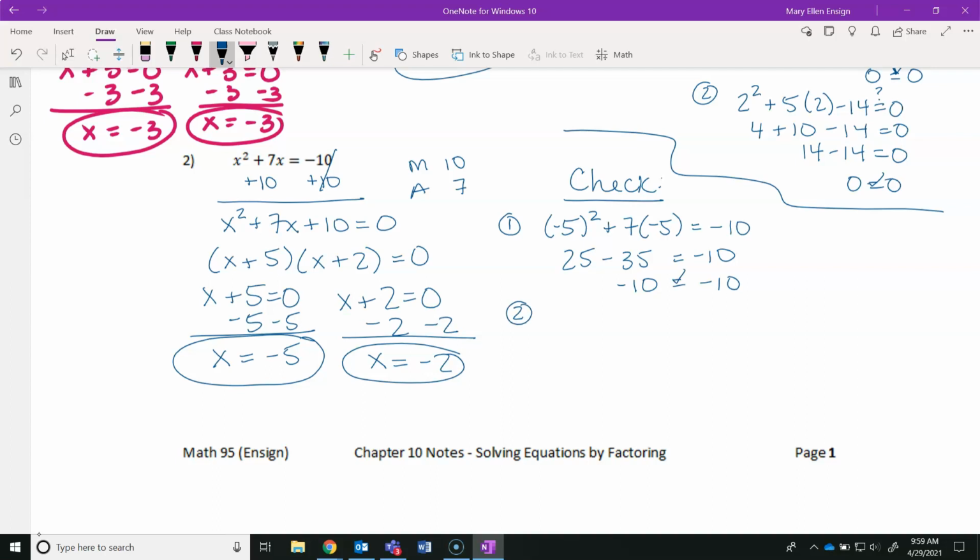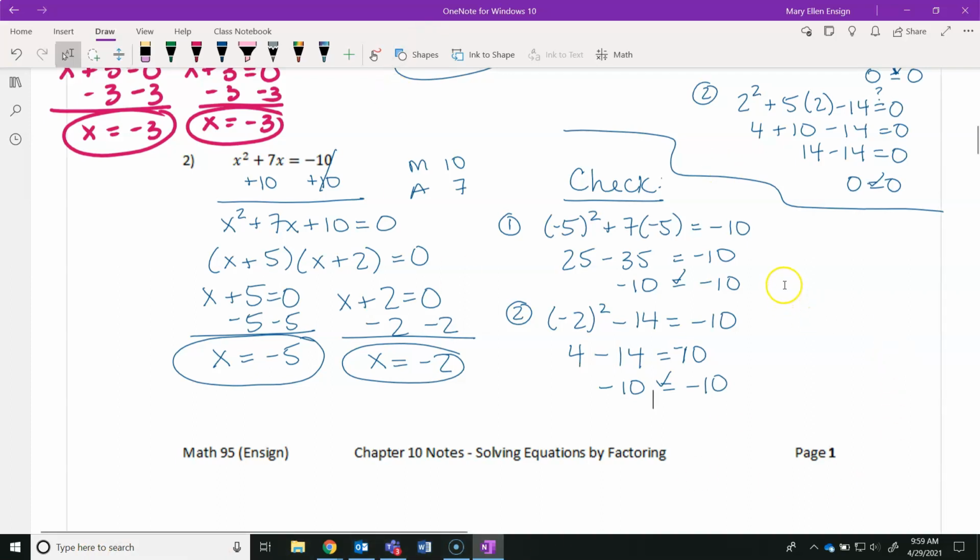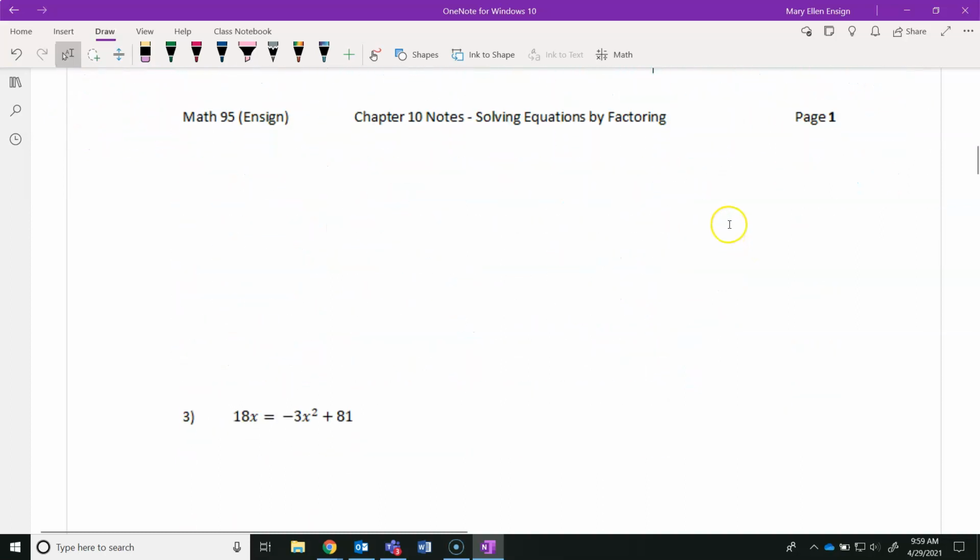Okay, then I check -2, so -2 squared plus 7 times -2, or just -14, equals -10. -2 squared is +4. 4 minus 14 is -10, so that one does check also. And again, I don't give or take off points on the test for showing your check. I take off points if your answer's wrong, so I would suggest checking it, but you can even just plug each side into your calculator and make sure they're equal.